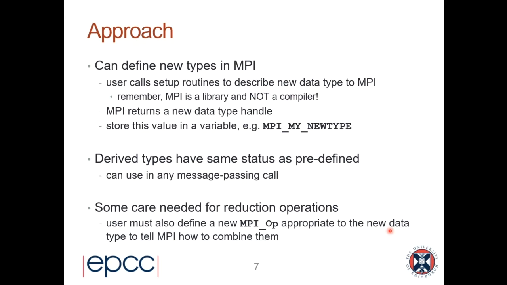And you can do that, and it makes the code much more legible. All you have to do is tell MPI what a vehicle looks like. So the derived types have the same status as the predefined. You can use them in any message call. You have to be careful for reduction operations, though.